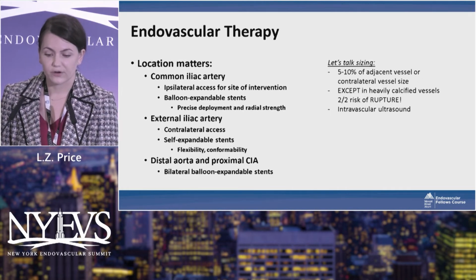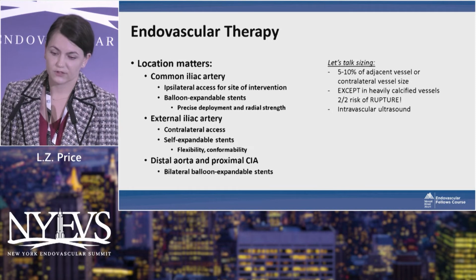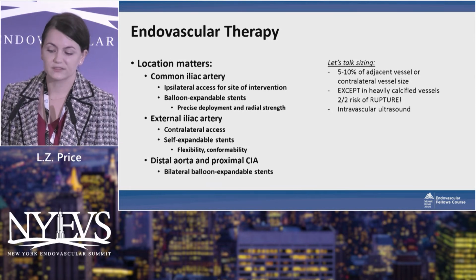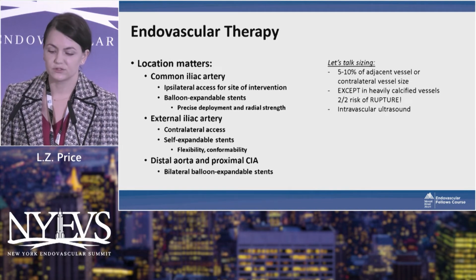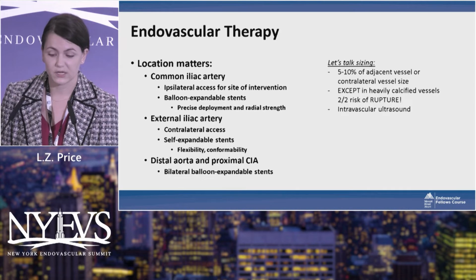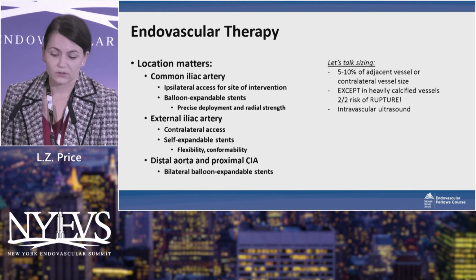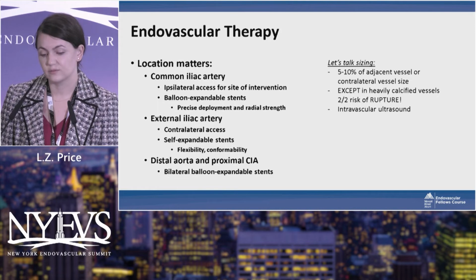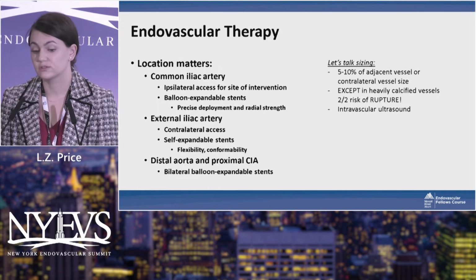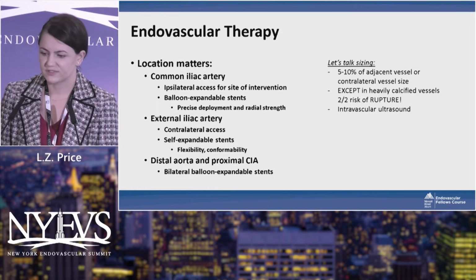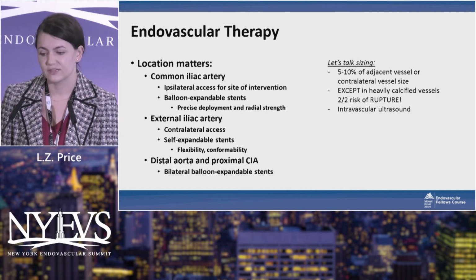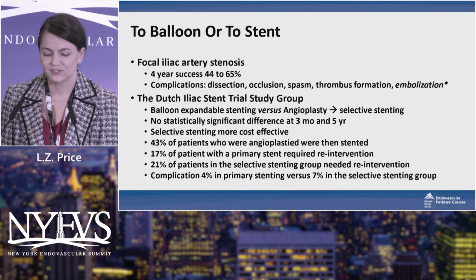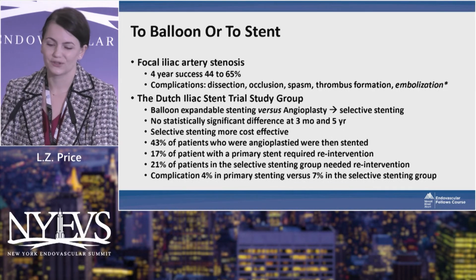The external iliac artery, oftentimes we'll use contralateral access for the site of intervention. Self-expanding stents are excellent in this area, specifically due to their flexibility and conformability. The distal aorta, you'll do bilateral balloon expandable stents, oftentimes to avoid any damage to the contralateral side. Sizing, 5 to 10% of the adjacent vessel or the contralateral vessel you can use to help facilitate that. Remember, heavily calcified vessels, you have a risk of rupture, and the intravascular ultrasound, as was alluded to earlier.